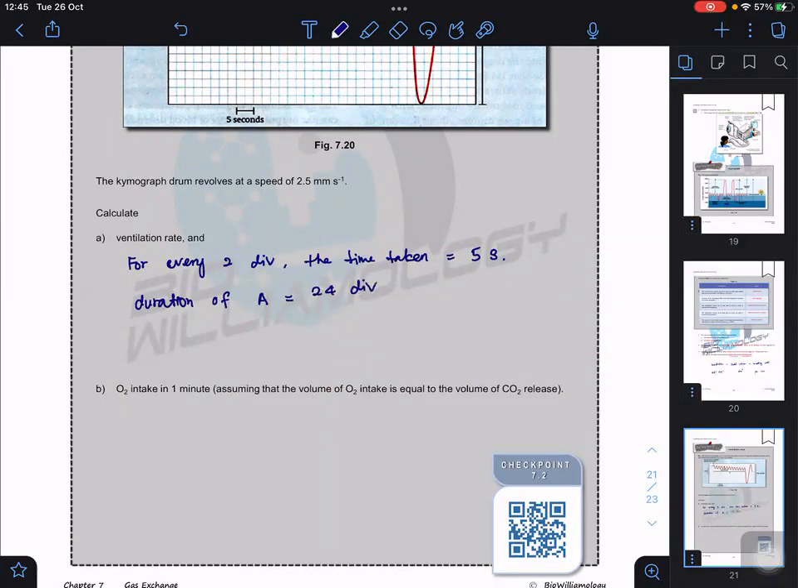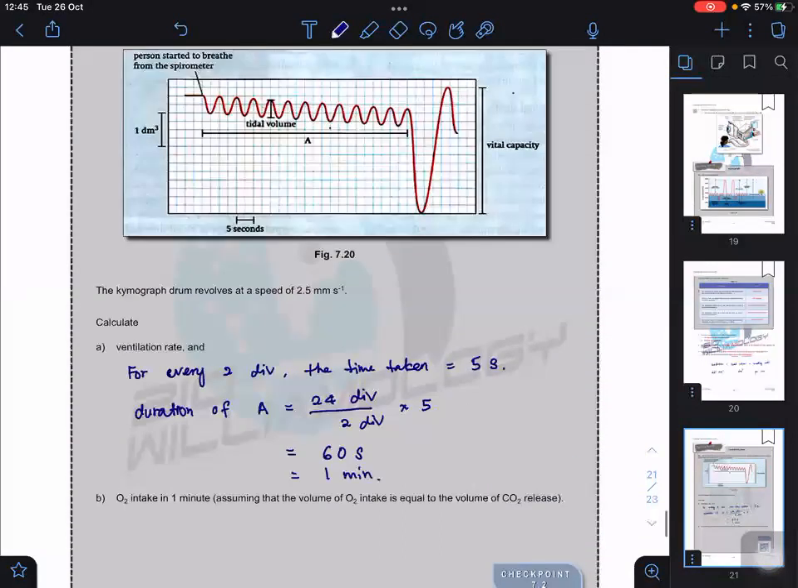So 24 divisions divided by 2 divisions, so the duration is multiplied by 5 seconds. So in total, you see that is 60 seconds, equivalent to 1 minute. So the duration of A is 1 minute. Clear or not?